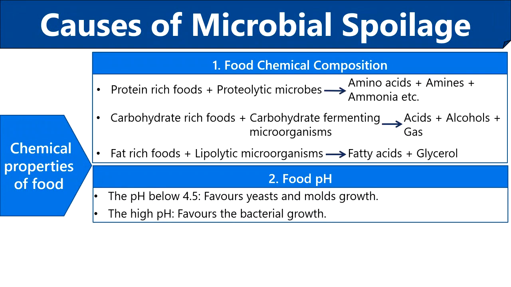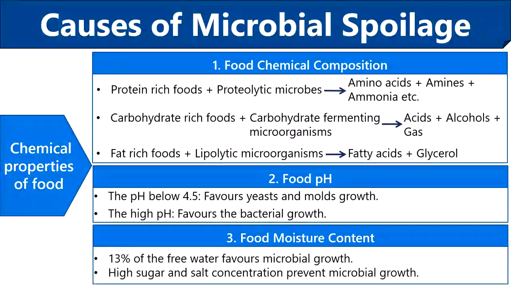Then food pH also influences the growth of specific microorganisms. pH below 4.5 favors the growth of yeast and mold, and high pH favors bacterial growth. Then the moisture within the food also favors microbial growth. 13% of free water favors microbial growth, but high sugar and salt concentration can prevent the growth of microorganisms.